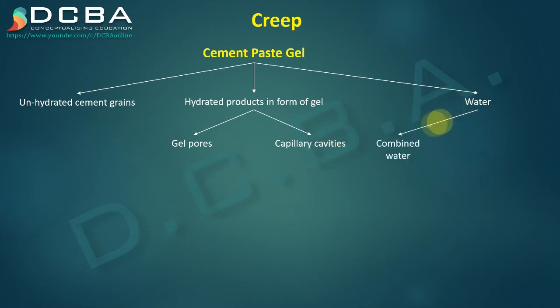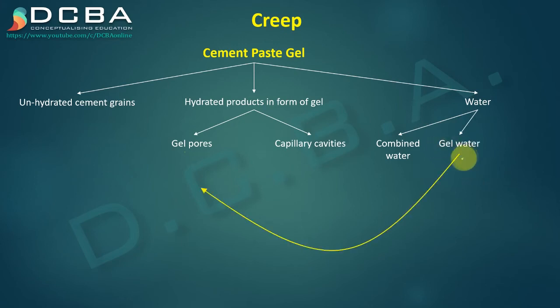When we come to water, we have first of all combined water. Combined water is the one which has reacted with those cement grains, so we cannot take that water out. It has reacted chemically, and if we want to take that water out, you have to do some reverse chemical reactions and something like that. So we just have to understand that combined water cannot be taken out from the hydrated products.